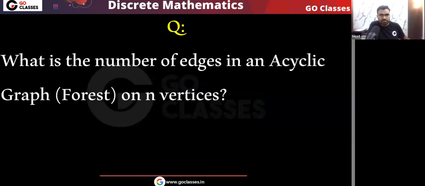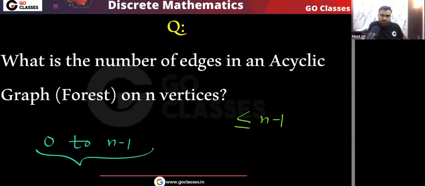Next, let's see. What is the number of edges in an acyclic graph, a forest, on n vertices? Tell me. In an acyclic graph, what can you say about the number of edges? I can say it will be maximum n minus 1. Okay, I can say less than or equal to n minus 1. Is this clear? Yes, 0 to n minus 1. Very good. If you have a forest, remember, the number of edges will be 0 to n minus 1.